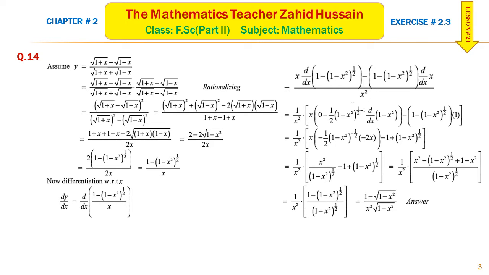Question number 14. This is the question, but in your reduced syllabus, smart syllabus, this question is not included in the present FSC part 2 class. So you can see this question and try to understand the question if you want, but I will not discuss this question because this is not in your present smart syllabus.